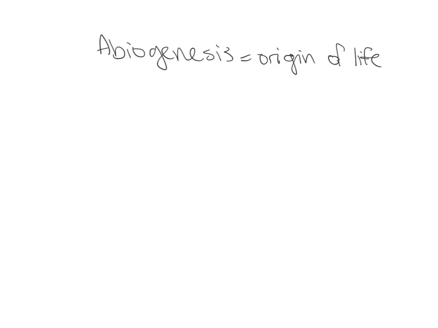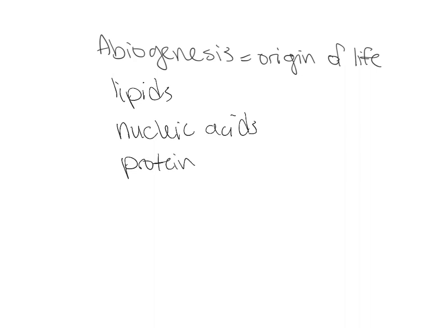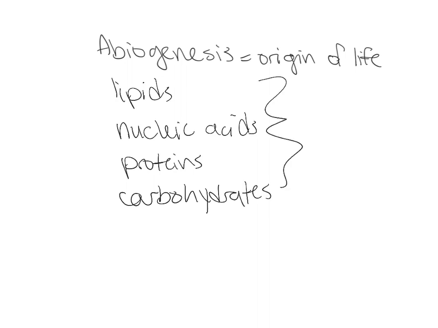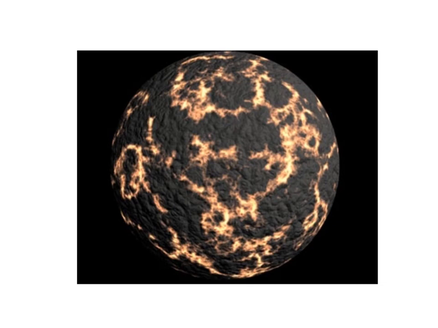simple organic compounds. So some of these organic compounds are the macromolecules that we talked about. So those macromolecules are, again, lipids, nucleic acids, proteins, and carbohydrates. So this process of going from these non-living organic compounds to actually fully functioning cells. And the prevailing view is that this wasn't just a single event, but it was a process of increasing complexity, so multiple steps.